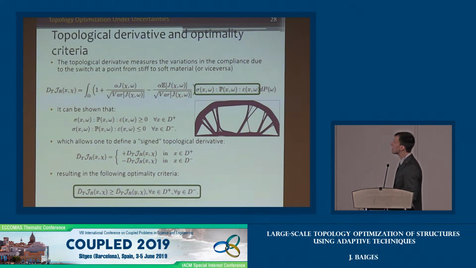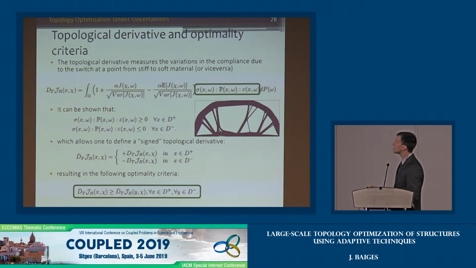In order to optimize this problem, we are going to rely on the concept of the topological derivative. And the idea is very simple. The topological derivative is simply a measure of the variation in the total global compliance due to the switch at a point from a stiff to a soft material, or vice versa. So for instance, in this point here, we are going to see what happens with the total compliance if at this point I switch from the stiff to the soft material.